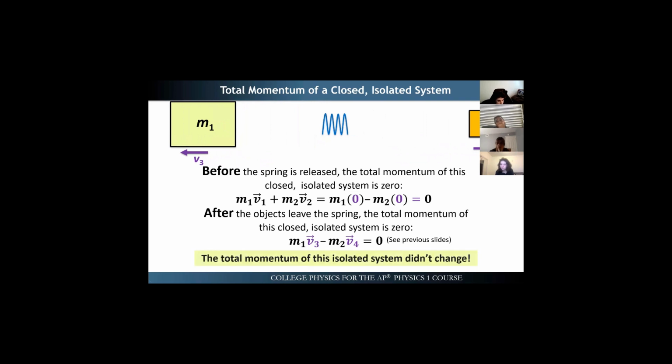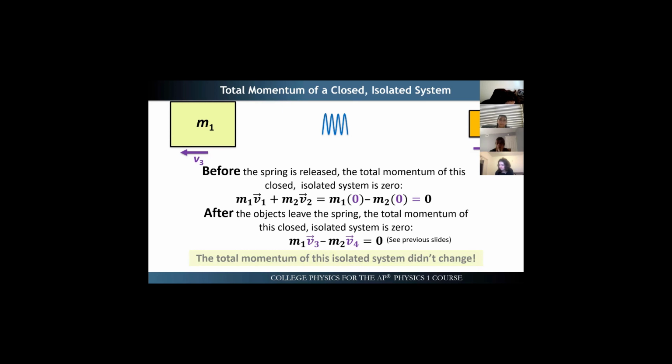So the total momentum of the system didn't change. It was 0 to begin with because it had no momentum at all. And now as a system, it is still 0. Does the lime green block on the left have momentum? Yes. Does the orange block on the right have momentum? Yes. But because they're in opposite directions and they're vectors, if we add them together, the system has 0 momentum. They cancel each other out. It's like balanced forces, balanced momentum. Okay, same kind of idea.